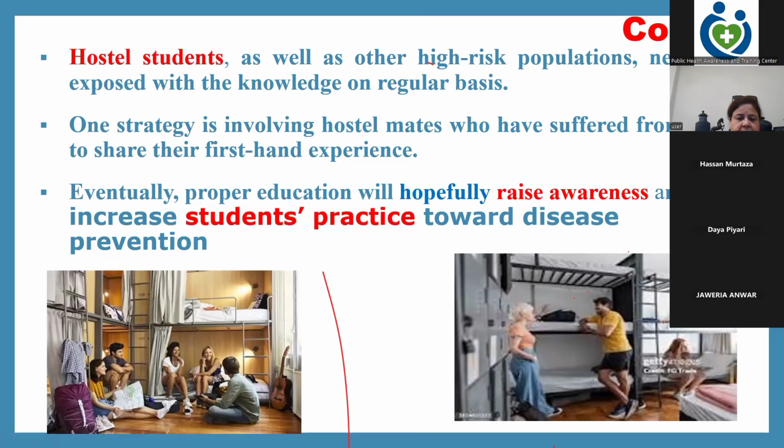Any facilities, healthcare facilities, or any place where the students or persons are in large numbers. So hopefully raise awareness and increase students' practice towards prevention.